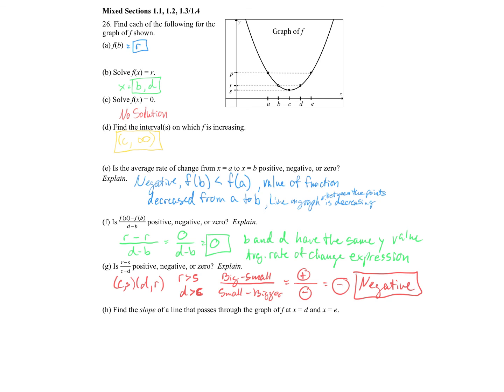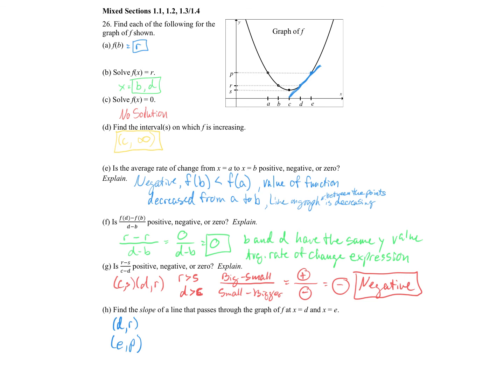Okay, so the graph is going to pass through D and E, right? And so the point of D has a y value of r, and the point of E has a y value of p, right? And so we're going from D to E. Because it's passing through the graph at both of those points, which means it has to look like this, right? So we can use the average rate of change formula between D and E to find the slope of that line.